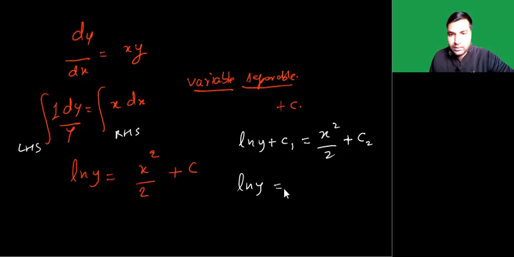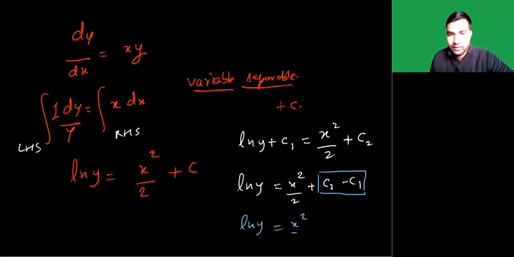Now I can write this thing as x squared by 2 plus c2 minus c1. Just transpose the c1 to right hand side. So we got c2 minus c1. Now the c2 minus c1 is again a constant, and therefore we can write x squared by 2 plus C, capital C, which is equal to c2 minus c1. So whenever we have variable separable, we have to write the constant only once. And the reason is told here.